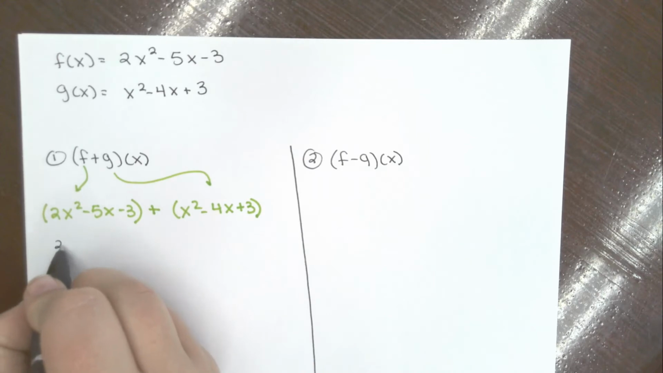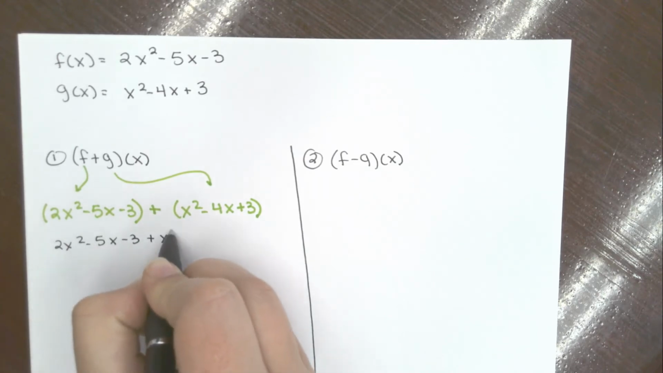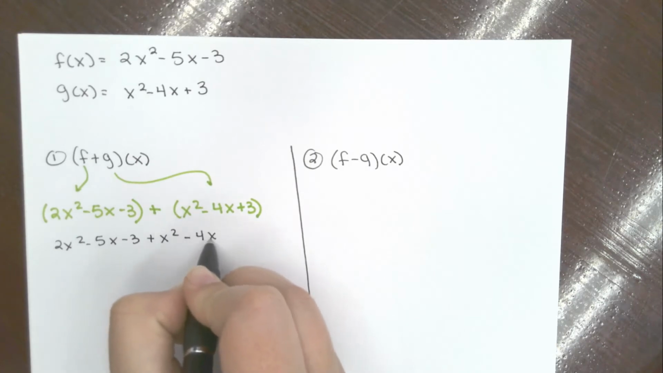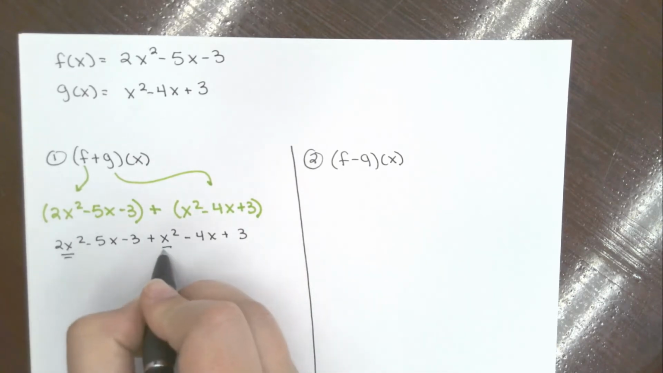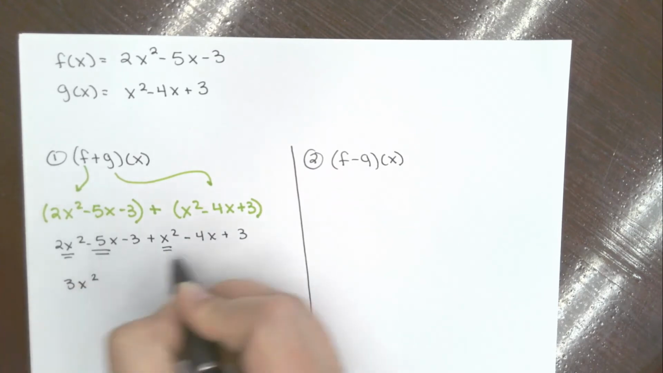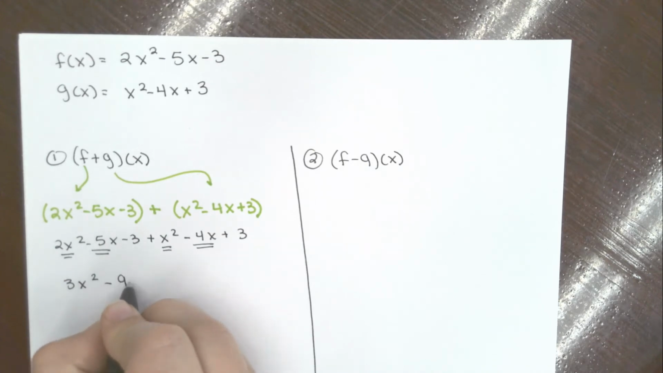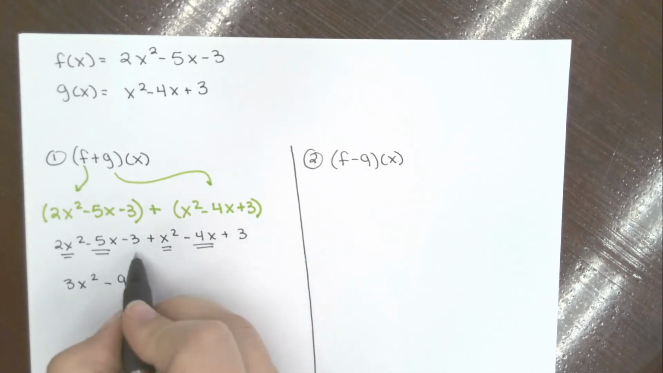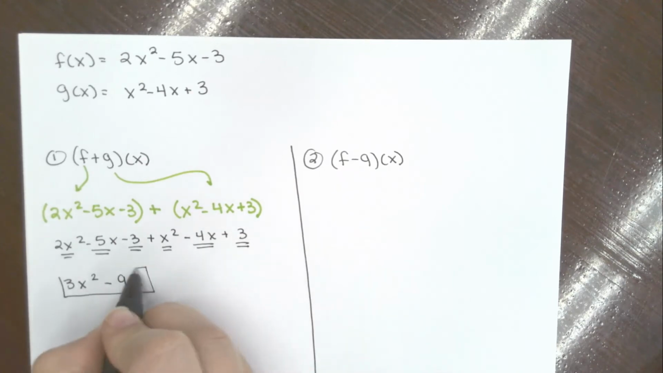So we have 2x squared minus 5x minus 3 plus x squared minus 4x, minus, just kidding, plus 3. Go ahead and combine like terms. I have 3x squared, minus 5 minus 4, that's a minus 9x. And then we have negative 3 and 3, which is nothing. So this is our answer.